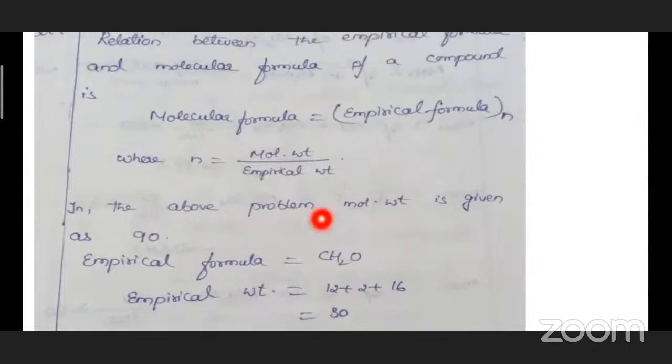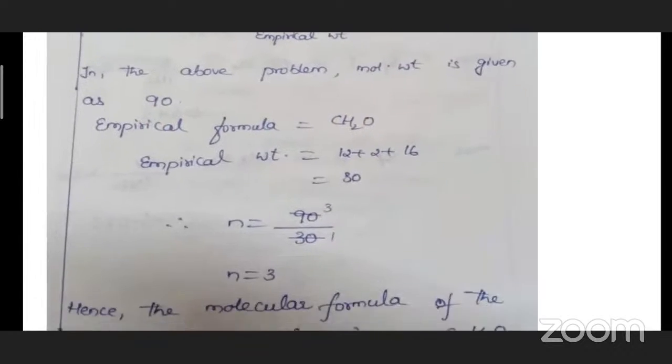So in the above problem, it is given that the molecular weight is 90 and the empirical formula is CH2O. Let us calculate the empirical formula weight. It is 30: 12 is the weight of carbon, 2 is the weight due to hydrogen, 16 is the weight due to oxygen. Now n is molecular weight by empirical formula weight, so 90 by 30. So it is 3.